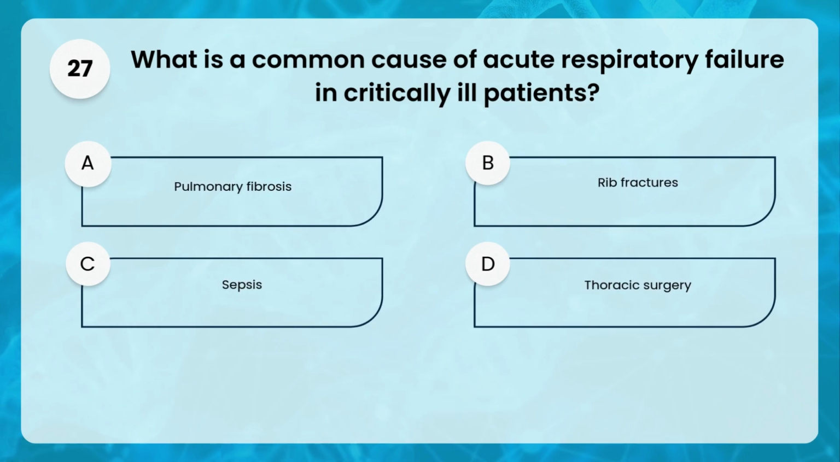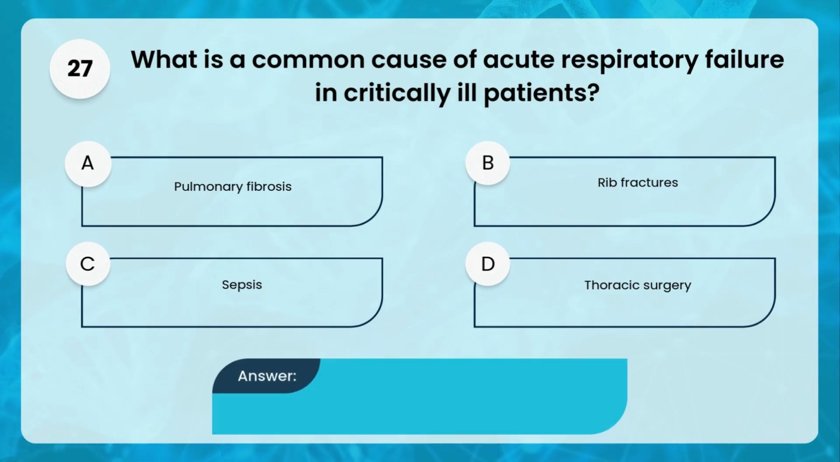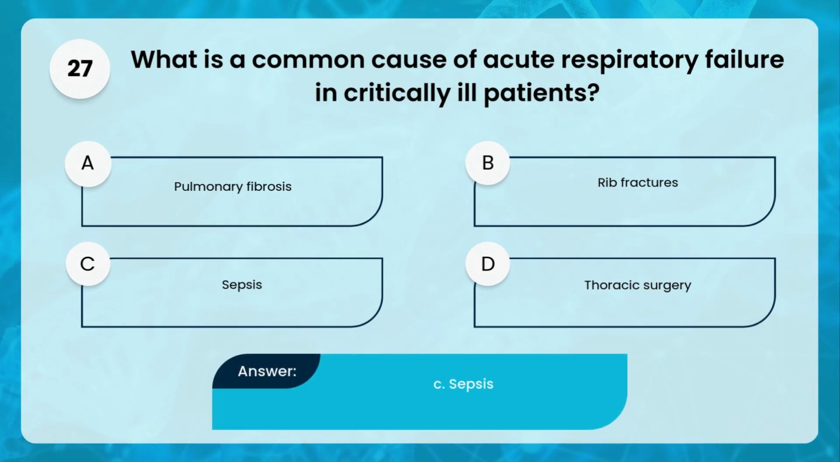27. What is a common cause of acute respiratory failure in critically ill patients? A. Pulmonary fibrosis. B. Rib fractures. C. Sepsis. D. Thoracic surgery. The answer is C. Sepsis.